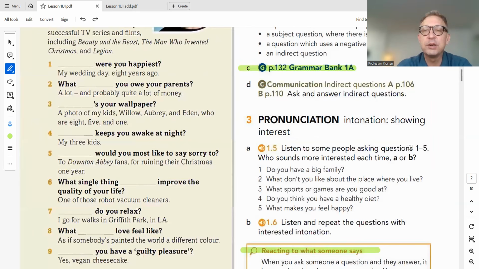Excuse me. Pronunciation here, showing interest. Now here's where we will rely on the audio files.